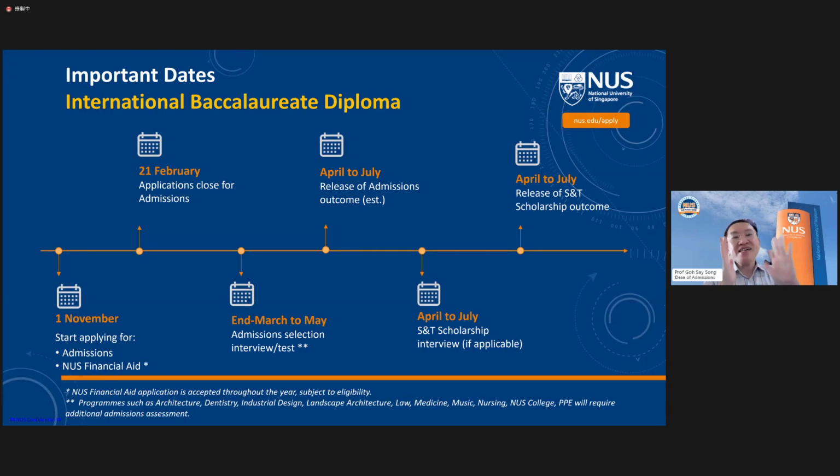So these are the key timelines. Take note. For IB students presenting the IB diploma, the application portal will start on the 1st of November. You can apply anytime during that period, and the application portal will close on the 21st of February next year. Between end March to May, for certain courses and programs, if there's an additional selection test or interview, you'll be contacted accordingly. And then the results will be released from April to July.